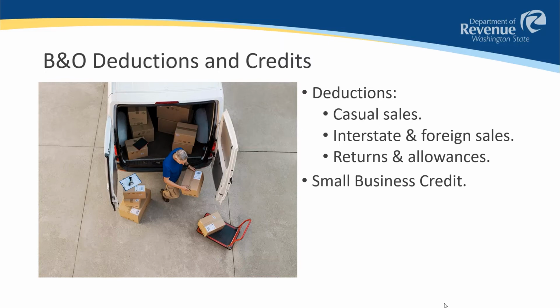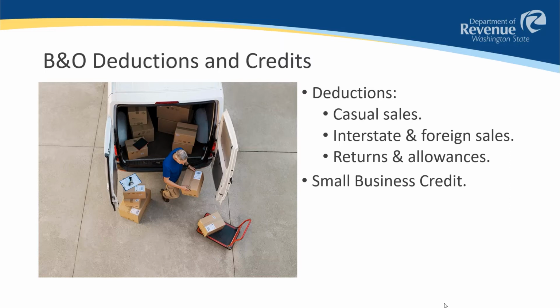The returns and allowances deduction is available anytime a sale is reported and then later refunded to the customer. The documentation required for this deduction includes the original sales invoice, and you must be able to show that the sale was originally reported and the return slip or credit memo issued to your customer when you processed their return.